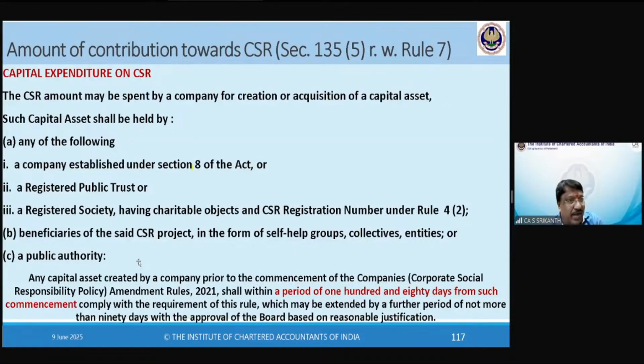Now, the CSR funding has come. That should be very clear. You can create this, but that asset cannot belong to the company. It should not be disclosed in the company balance sheet. It should be held by a Section 8 company or a registered public trust or a registered society. Of course, this building is now forming part of the charitable trust, which is running the school. So this toilet block is now included in the buildings of that trust. Or it can be held by the beneficiaries themselves or a public authority.